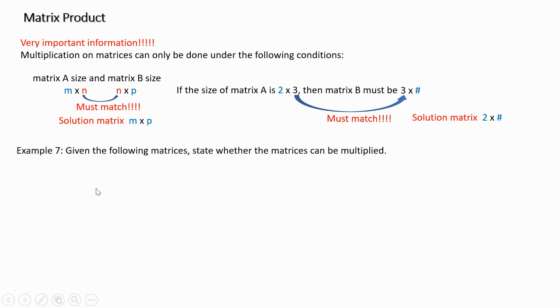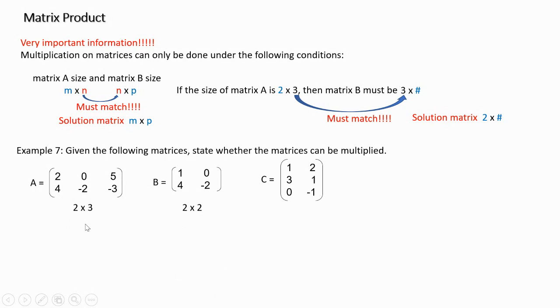Now, example 7. Given the following matrices, state whether the matrix can be multiplied. First of all, we have to write the order or the size of each matrix. Matrix A is a 2 by 3. Matrix B is a 2 by 2. And matrix C is a 3 by 2. Now, can we multiply A times B? Can we multiply B times A? Can we multiply A times C?